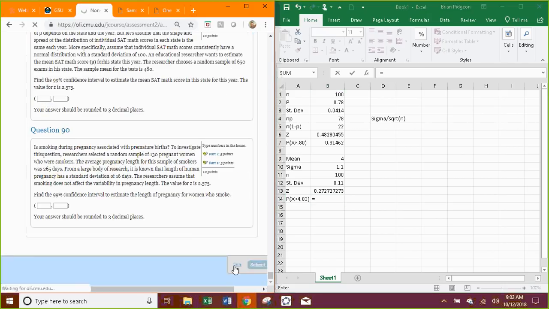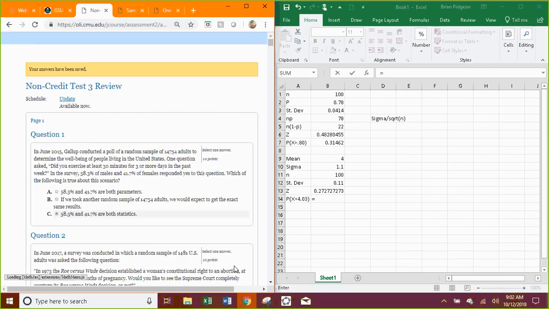Well, let's save really fast. Every time it asks you to save, please do not click cancel. Please, please, please save it.